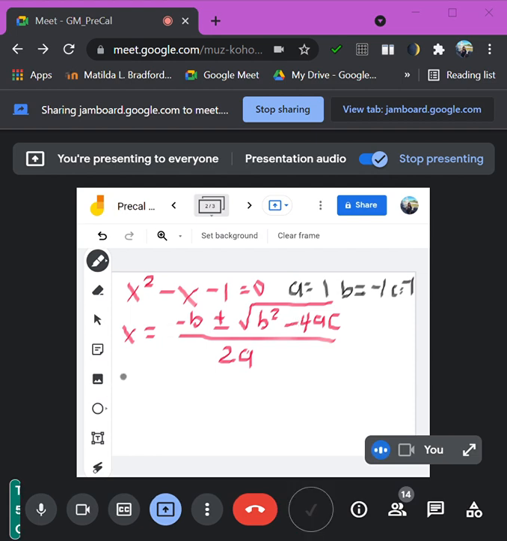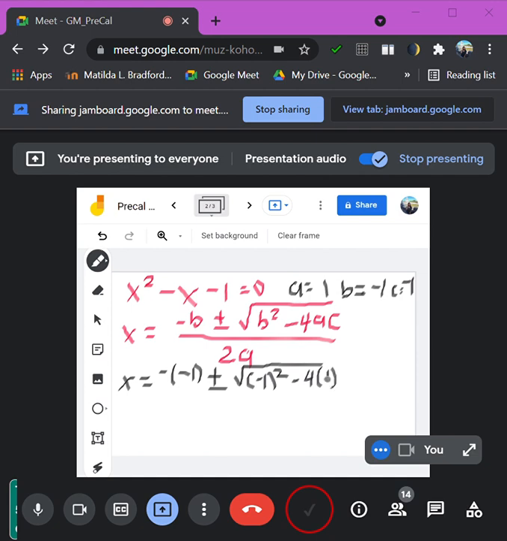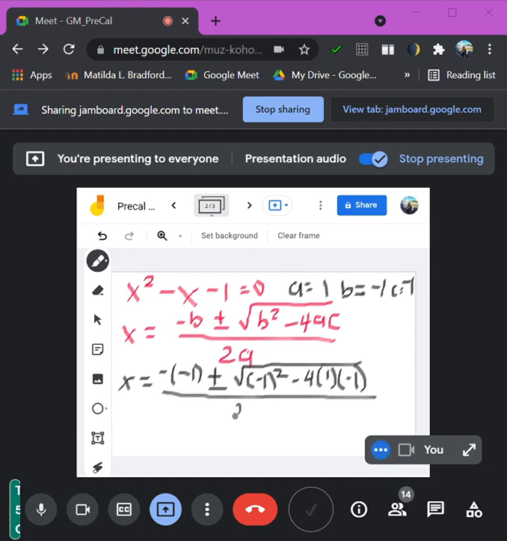Okay, so substitute, we have x is equals to negative. Ang B nato is negative 1 plus minus square root of negative 1 squared minus 4 times 1 times negative 1. Negative 1 man atong C. Over 2 times 1. Okay, now ato siyang i-simplify. Don't forget the quadratic formula, ha? And this one is in standard form.